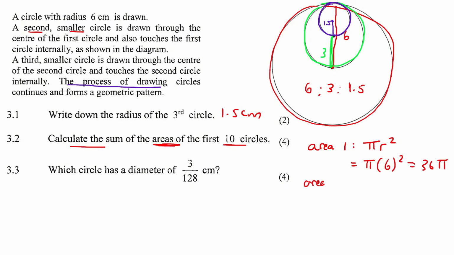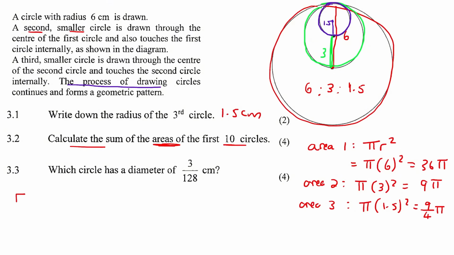For the area of the second circle, its radius was 3. That's going to give you 9 pi. Then for the area of the third circle, its radius is 1.5, and if we type that in, we get 9 over 4. Work out the ratio now. We always want to remember, for example, term 2 divided by term 1. So we could say 9 pi divided by 36 pi, and that will give you a quarter.